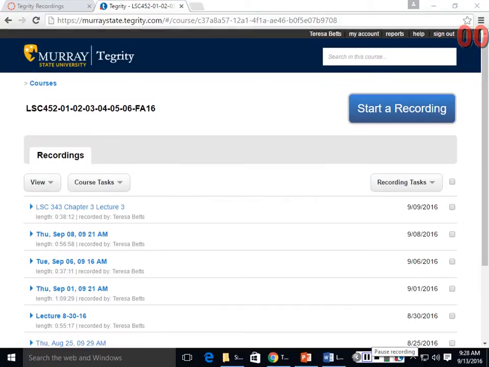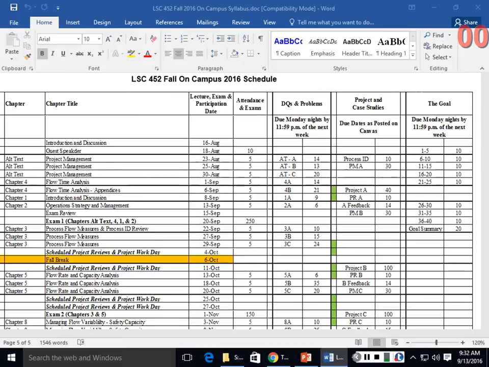So with Chapter 2, we're going to be talking about operation strategy and management, and how the product attributes and the process attributes need to link together, right? So it's kind of just a continuation of what we talked about last Thursday from Chapter 1.